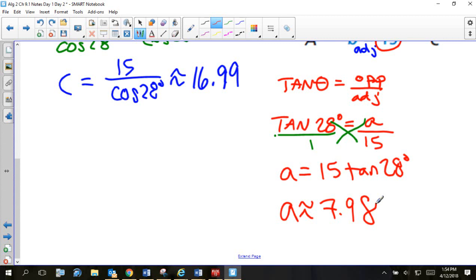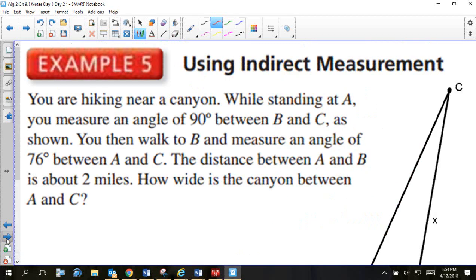So trigonometry in real life is not used to solve a right triangle. It's used to find measurements that you can't actually go measure.